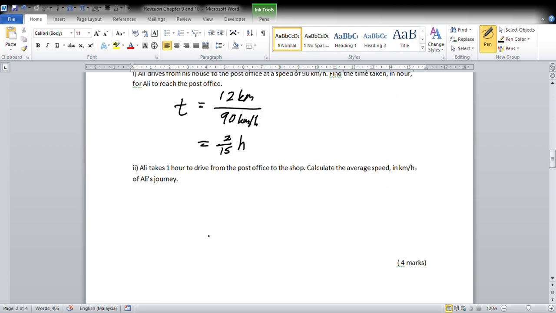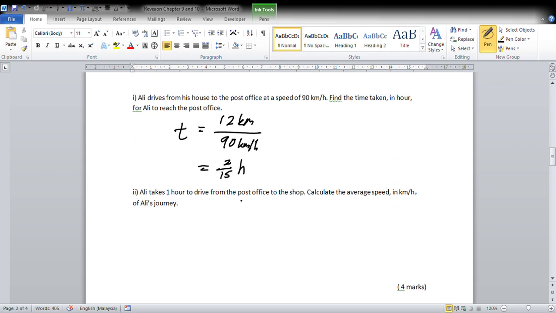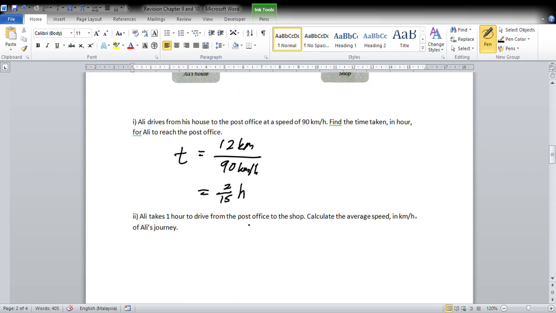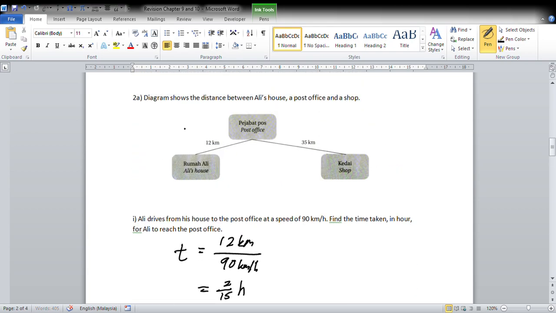Okay, next question. Ali takes 1 hour to drive from the post office to the shop. That means from the post office to the shop is 1 hour. So the question asks you to calculate the average speed in km per hour for the whole journey, which means from the house to the shop.